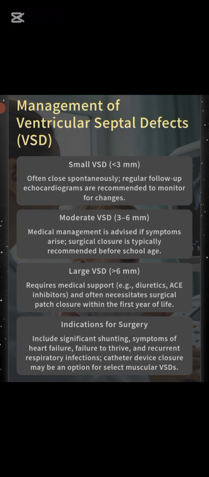Large VSDs greater than 6 mm require medical support, diuretics, ACE inhibitors, and often necessitate surgical patch closure within the first year of life. Indications for surgery include significant shunting, symptoms of heart failure, failure to thrive, and recurrent respiratory infection. Catheter device closure may be an option for selective muscular VSDs.